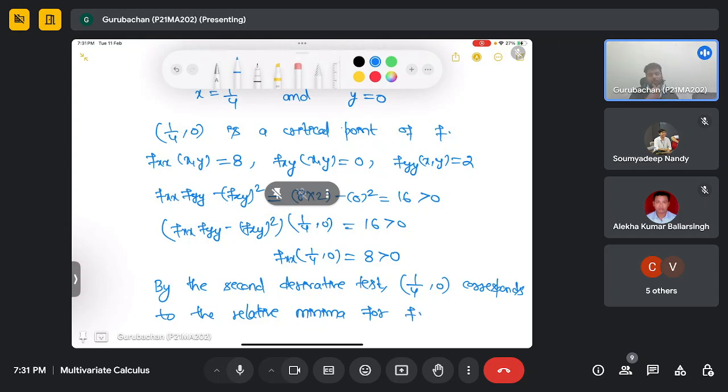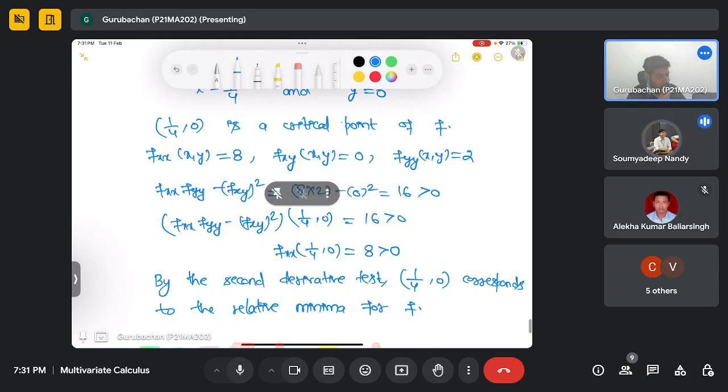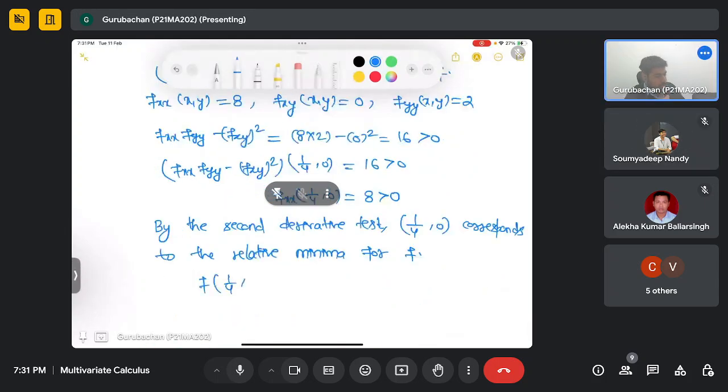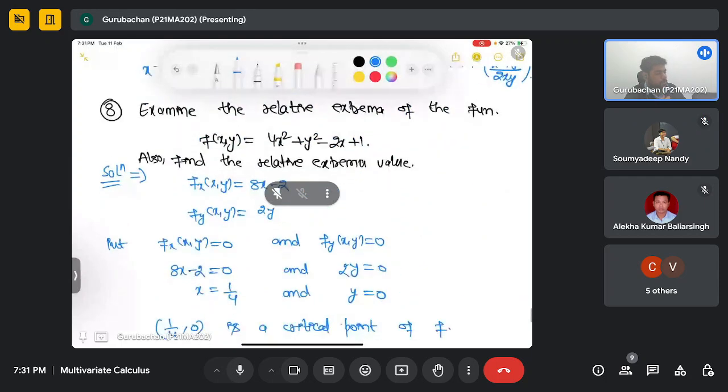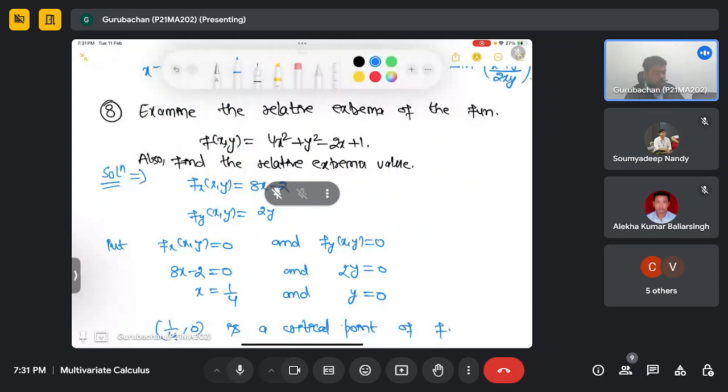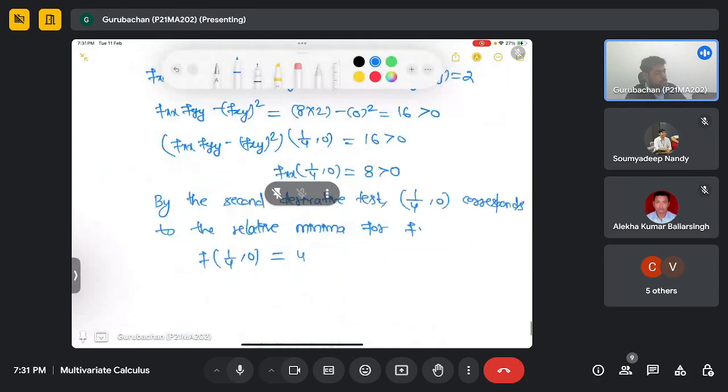Now, what is the value of relative minima? I think 3 by 4. Good, I thought you forgot it. So it will give us 4 into 0 square and 1 by 4 into 1 by 4 square plus 0 square minus 2 into 1 by 4 plus 1. So it will give us 1 by 4 minus 2 by 4, and it can be written as 4 by 4. 4 plus 1, 5 minus 2, 3 by 4. Okay.